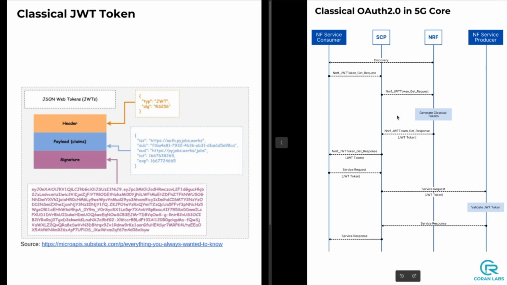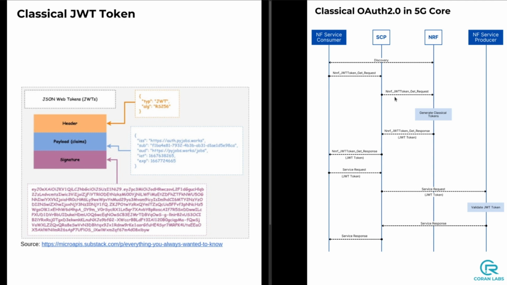So in this flow and framework, we use a JWT token, which looks something like this. It consists of three parts: header, payload, and signature. Within the header part, you can look at the algorithm name. For example, in this case, it is RS256, which is RSA based, and in some cases, you can also use elliptic curve cryptography. In both cases, the algorithm used is not secure against quantum attacks, making the classical tokens and OAuth 2.0 protocol in 5G core not secure against quantum attacks.